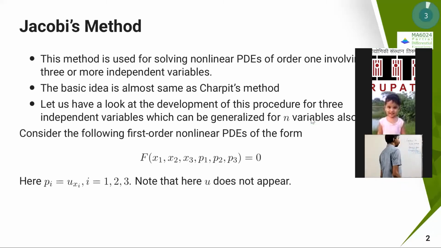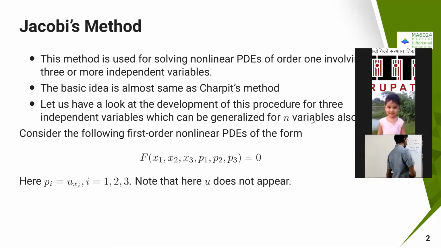Already we have discussed the Charpit method. The Jacobi method is almost a similar kind of thing. This method is again useful for solving nonlinear PDEs of order one involving three or more independent variables. Okay, so you can apply this for three or more independent variables, not less than that. So let us see what it is going to be.